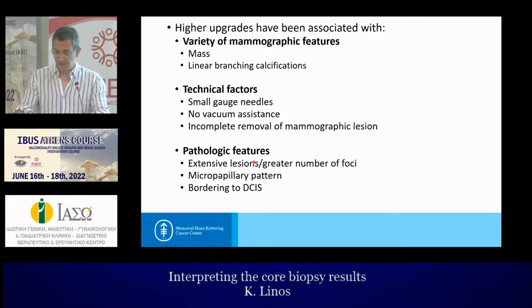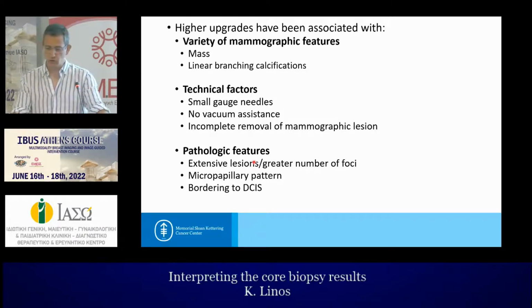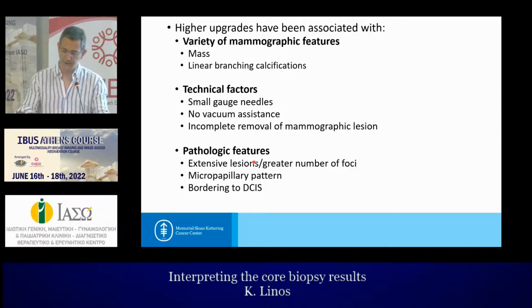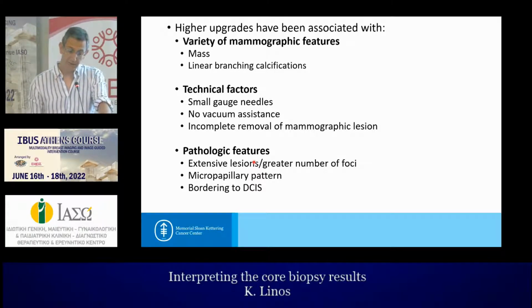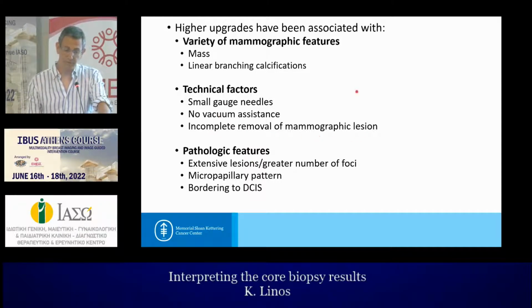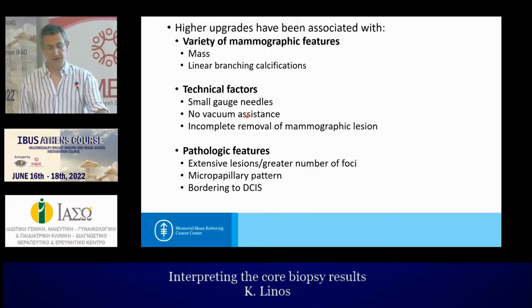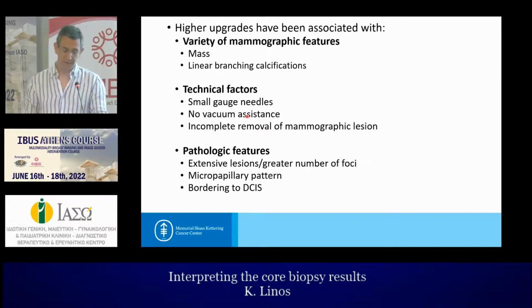There are studies that have shown that there's no significant difference in the upgrade between a larger 9 gauge versus an 11 gauge vacuum-assisted stereotactic core biopsy device. There's not much difference in terms of the upgrade. However, when you use an ultrasound 14 gauge device, it's actually more likely to be upgraded because the needle is much smaller. If you didn't use vacuum assistance, or if you have an incomplete removal of mammographic lesions, these are factors that are associated with a higher number of upgrades.